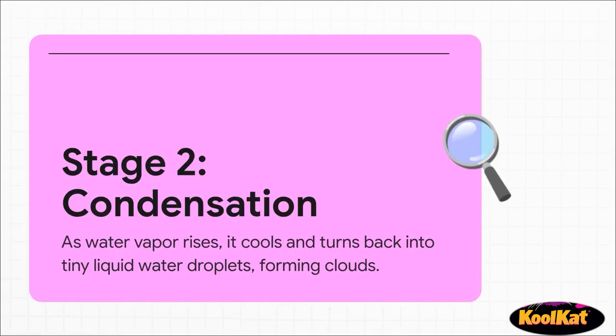So what happens next? Our little water droplet, which is now a gas, is rising higher and higher into the atmosphere, and up there, it's a lot colder. That cold air makes the vapor change its state again, turning it back into teeny tiny liquid droplets. And when billions and billions of these droplets get together for a little party, they form clouds. That whole process? That's condensation.